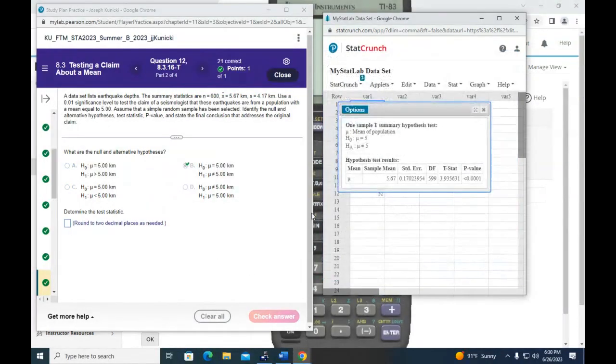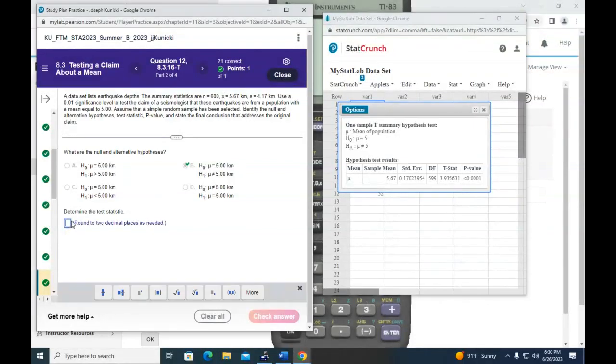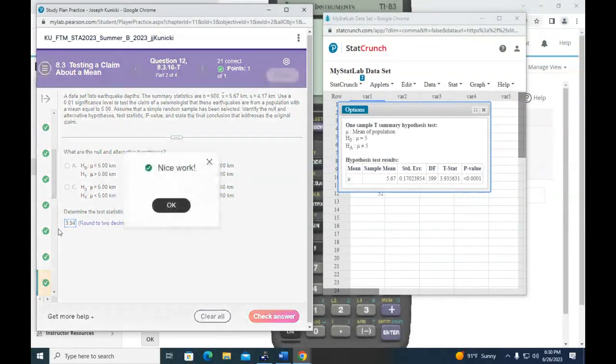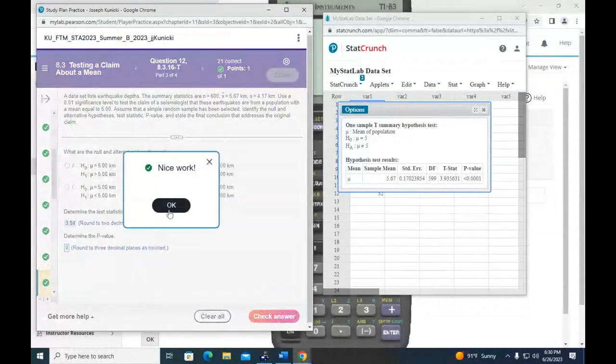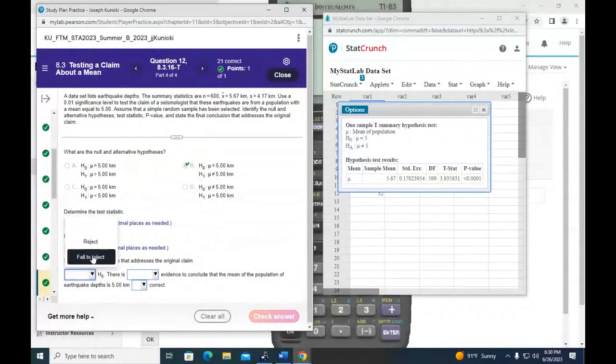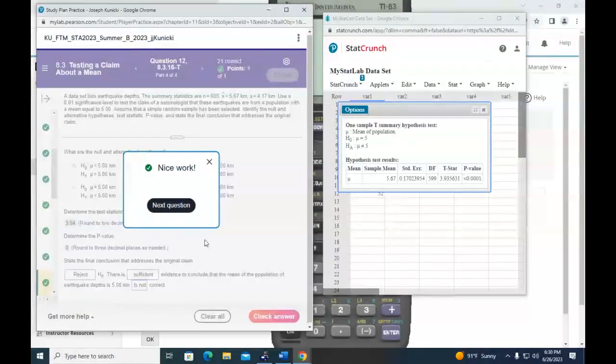Determine the test statistic, 3.94. You see the p-value is really low. 0. So we're going to reject. So just so we don't get confused, equality is contained in the original claim. And do we reject? Yes. So there is sufficient evidence to warrant rejection of the claim. So there is sufficient evidence to conclude that the mean of the population is not correct. I don't know why I don't follow that. It works every time.